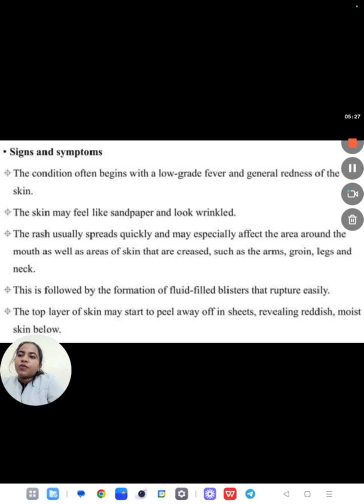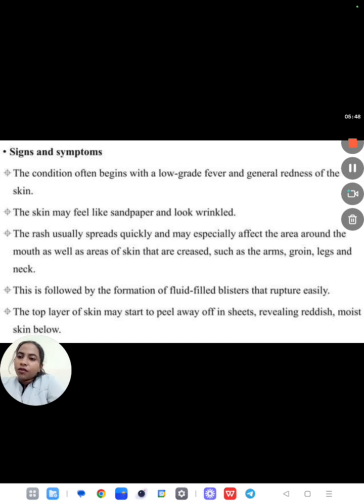Signs and symptoms: the condition often begins with low-grade fever and redness of the skin. The skin may feel like sandpaper or have a wrinkled appearance. The rash usually spreads quickly and especially affects the area around the mouth as well as the skin-creased areas like arms, legs, neck, etc.